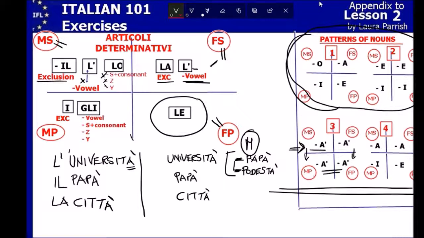Feminine plural is so easy. You don't have to do any reasoning. It's always le università. Here, papà is one of the 2 exception words ending in a accent that are masculine. So you go to the corner of masculine plural, and you say: start with a vowel, no; S plus consonant, no; Z, no. So by exclusion, the right one is this one, i papà. Last one, città. It is feminine because it's not one of the 2 exceptions. So we go here, feminine plural, there is only one. This is wonderful. Feminine plural is always le. There you go.